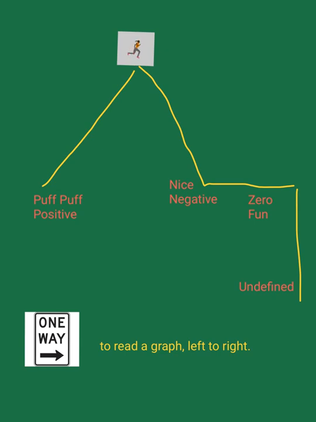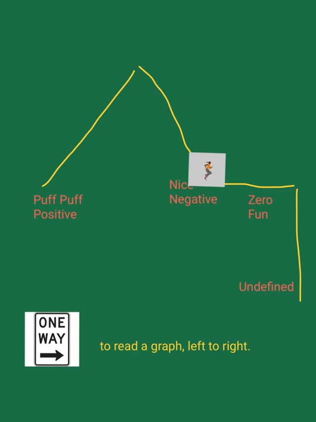Now she's going to run down the graph, and she says, nice, negative, nice, negative. So as she runs down the graph, she says nice, negative. And when you have a line that goes down like this, that's called a negative slope.